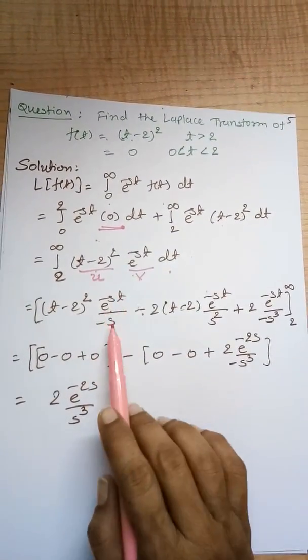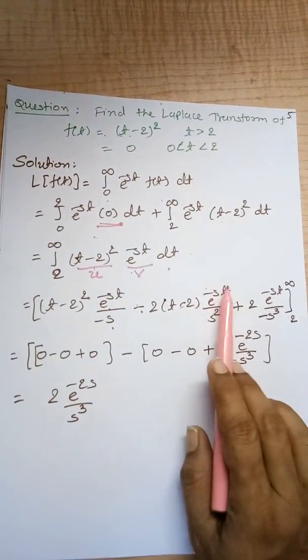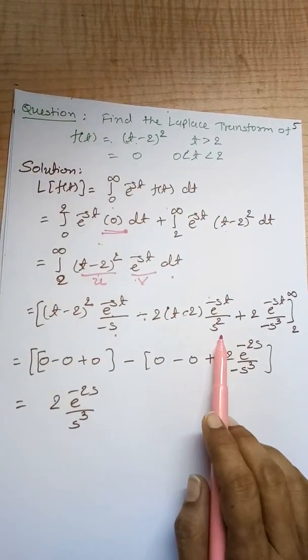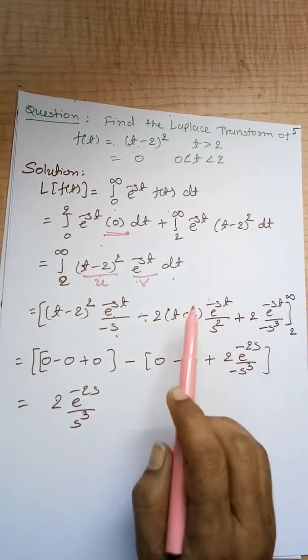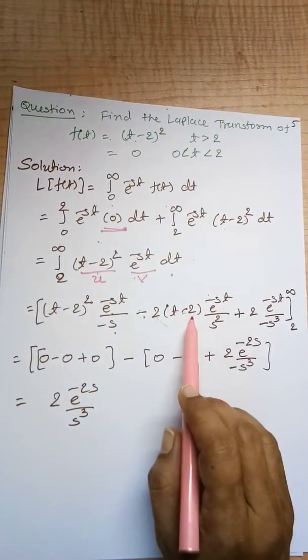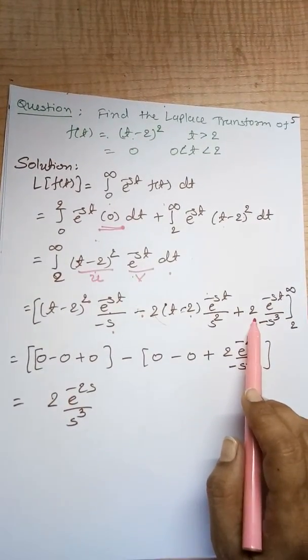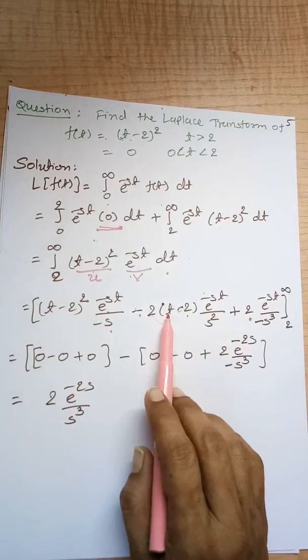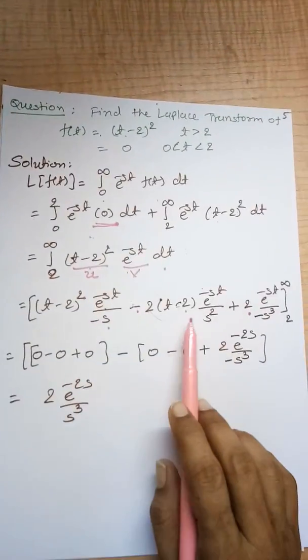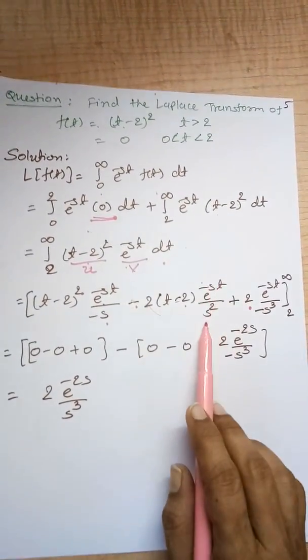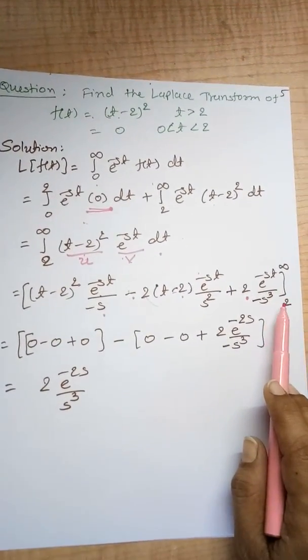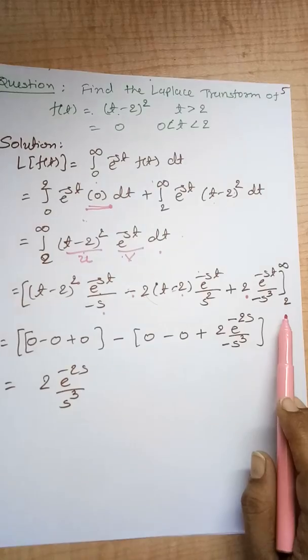Integration of e raised to minus st upon minus s is e raised to minus st upon minus s into minus s, that is s square. Again, the derivative of 2 into t minus 2 is 2, because 2 stays the same and the derivative of t is 1. The integration of e raised to minus st upon s square is e raised to minus st upon minus s cube. Now apply the upper limit and lower limit.